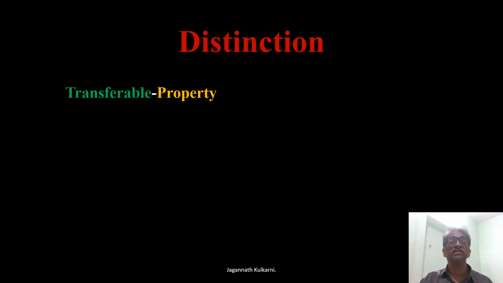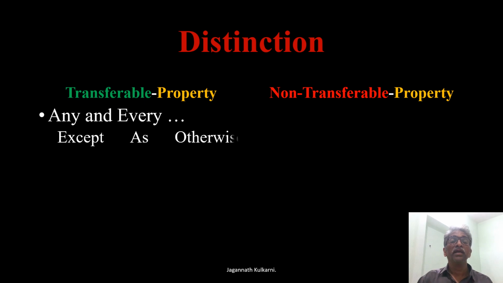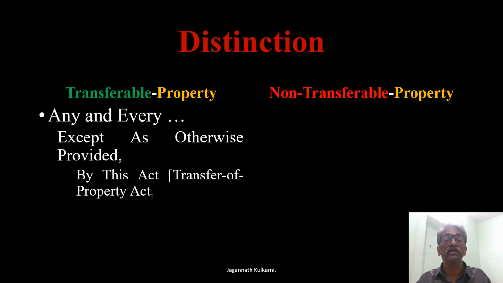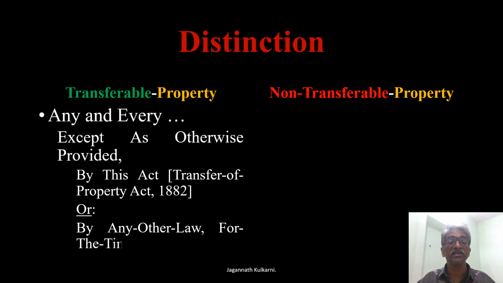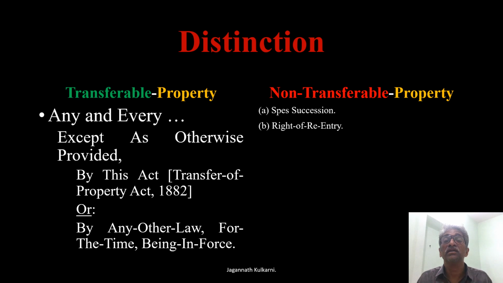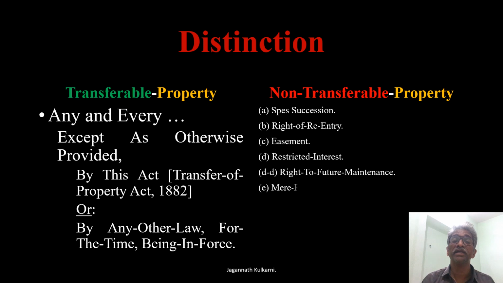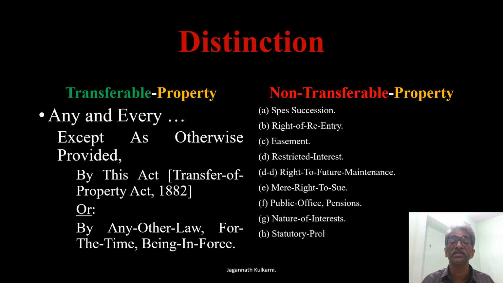So the basic distinction is between transferable and non-transferable. Any and every property is transferable except as otherwise provided by this act, the Transfer of Property Act 1882, or by any other law for the time being in force. What is the non-transferable property? Mere succession, right of re-entry, easement, restricted interest, right to future maintenance, mere right to sue, public office, pensions, nature of interests, statutory prohibition on transfer of interest, tenant, farmer, lessee. These are the non-transferable properties.